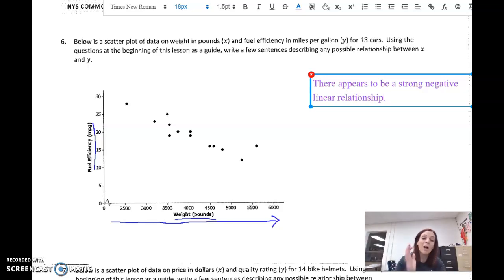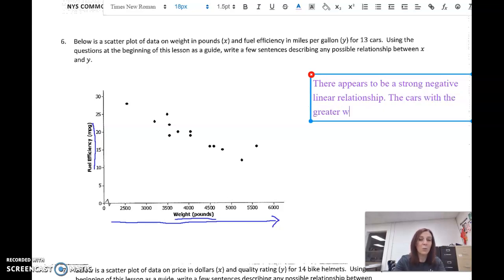Now, we always want to say something about our labels, our axes, about our bivariate data. Like, we want to compare weight and fuel efficiency. We don't want to say it's going down. Well, what is it? So my second sentence here is going to say the cars with the greater weight tend, not always, but tend to have lesser fuel efficiency.